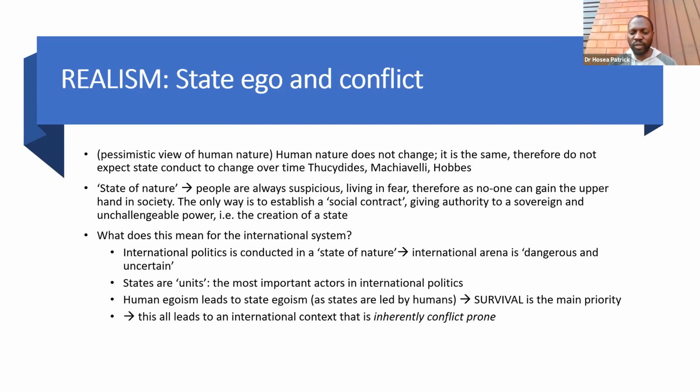So please take note of these 4 points. The realists believe that the international system is anarchic. They believe that the states are the most important actor within the international system. The state is, in fact, the only actor in the international system. So 1, the international system is anarchic. 2, the state is the most important actor in the international system. 3, the international system is based on survival and state egoism. And then finally, conflict is inherent in the international system.